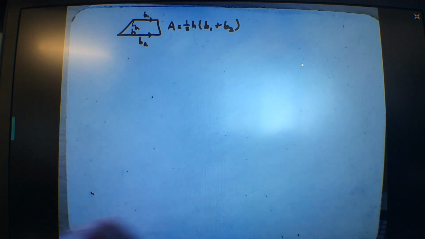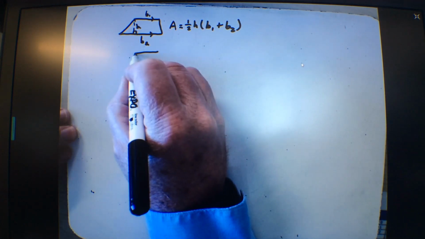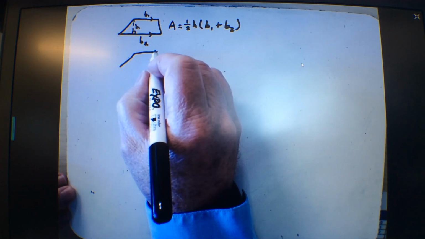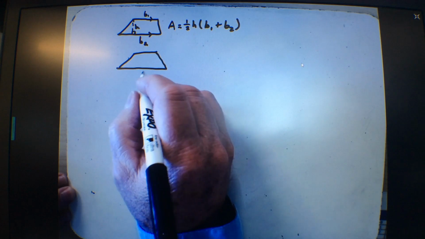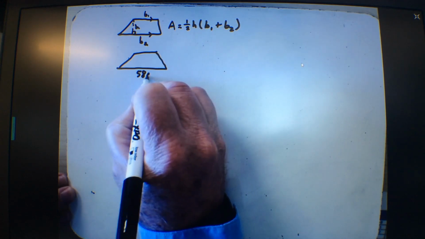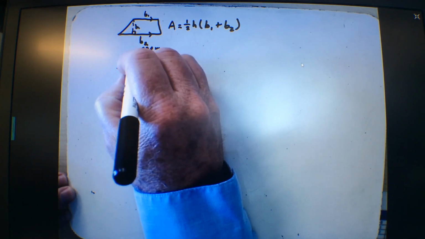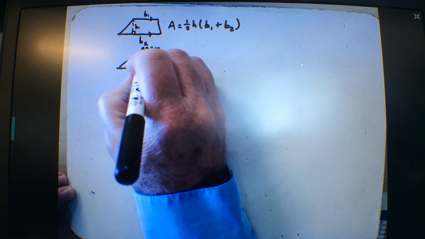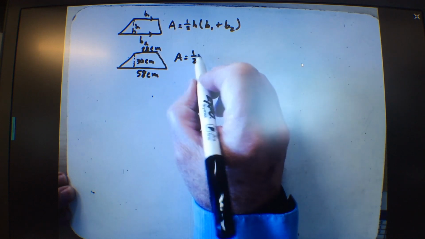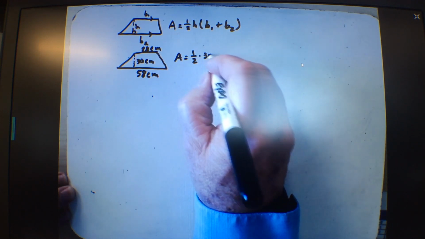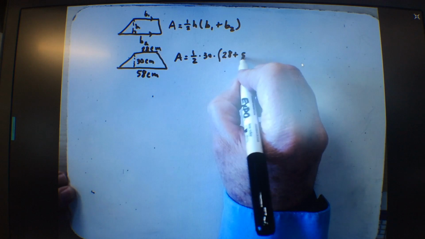But just a normal trapezoid, let's say we have a trapezoid that looks like this. The legs are equal, but it doesn't matter. This is 58 centimeters. This is 28 centimeters. And the height right here is 30 centimeters. So to find the area, it's 1/2 the height, which is 30, times the bases added together, which in this case is 28 plus 58.